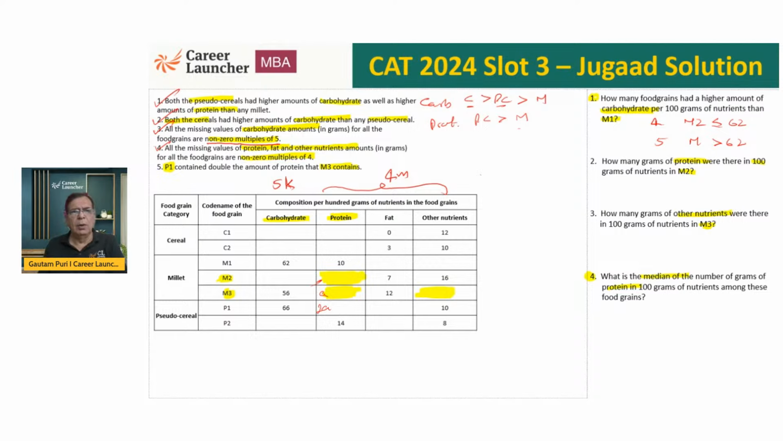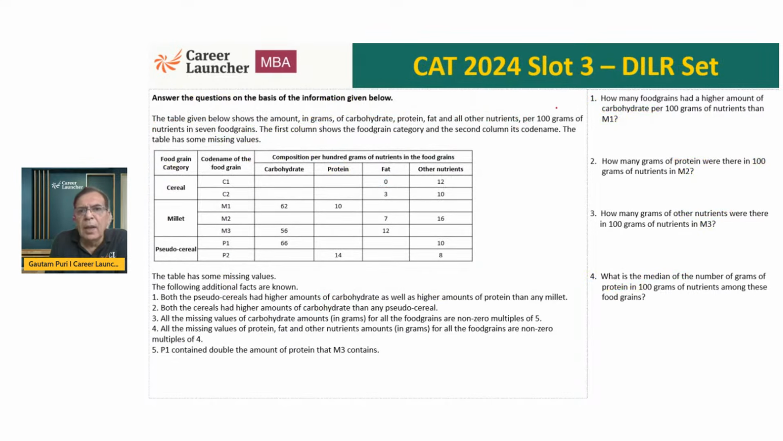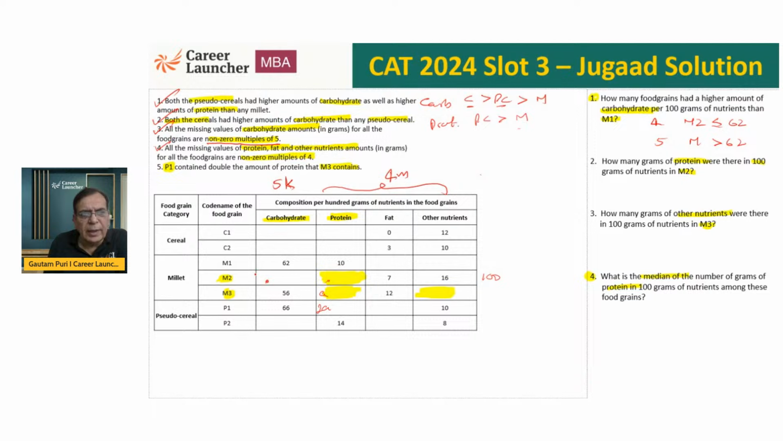ठीक है? चलो. Now, what is M2 going to be? What are these two going to be? Because the summation has to be 100. It is out of 100 grams. 100 grams of nutrients, and the nutrients are carbohydrate, protein, fat, and all others. So summation has to be 100. So if this is 100, okay, and I can say this is 5A. Okay, 5A use kiya na.